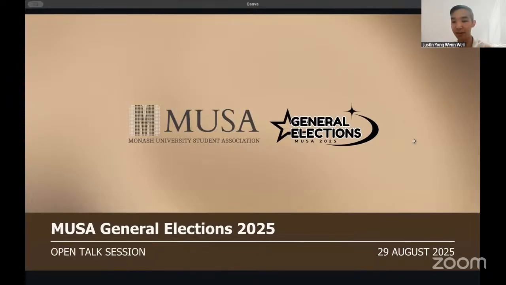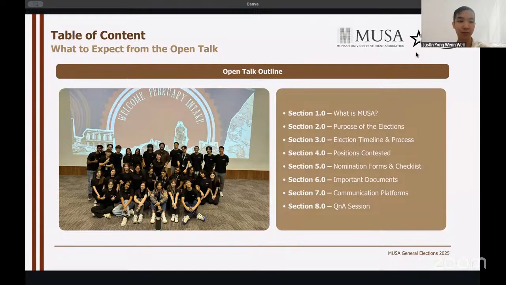Okay, so before that, I'll just take you through a rough outline of what to expect. For this open talk session, if you're completely new to MUSA, we'll cover a bit on what MUSA is. After that, we'll talk about the elections, which includes purpose, timeline, and processes. Then I'll let Sean take you through some of the positions that are open. Towards the end, we'll cover the nomination forms, as well as some of the documents that you will need. To close, there'll be Q&A, and if you have any additional questions, we'll share some of the communications platforms that you can use during this elections process.